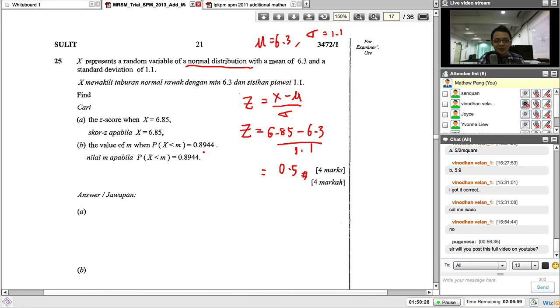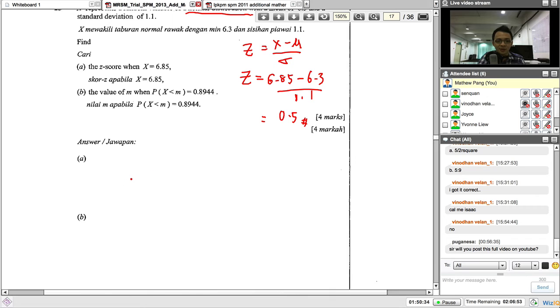Then it asks you to find the value of M. This part B I think is slightly hard. So I'm going to draw this one out for B. This is not for A, I just borrowed the A spaces. First thing here is you have to decide where you should put the M. The probability must be 0.8944. This is already bigger than 0.5, and the inequality is less than, meaning we go this way. So M must be in the positive zone, because we go this way, this is more than 0.5 already, correct or not? So therefore this is 0.8944. It makes sense.